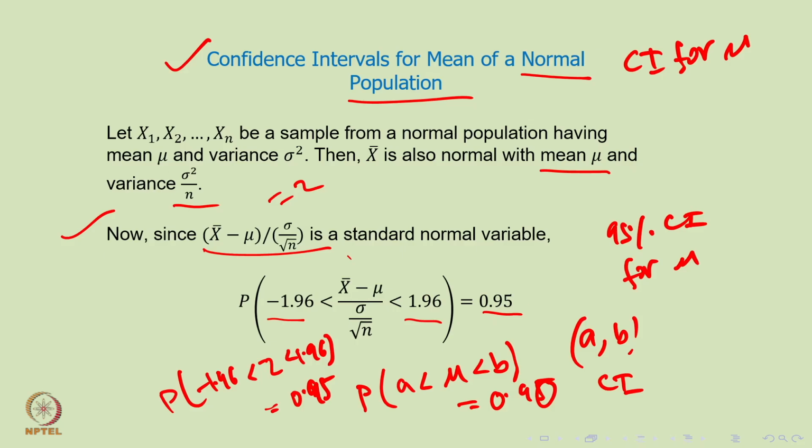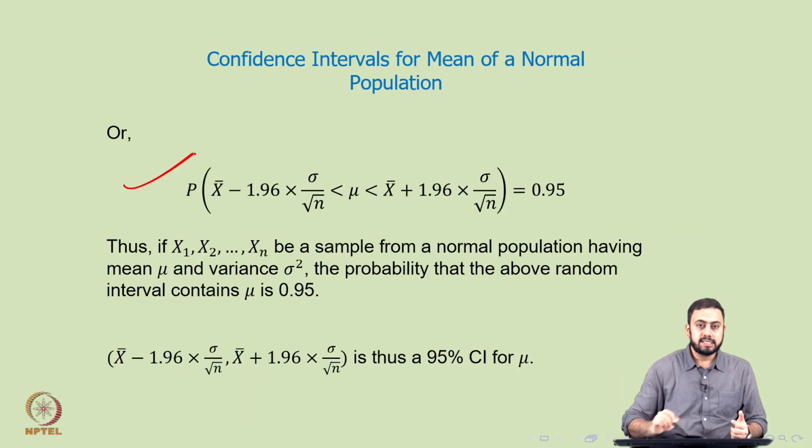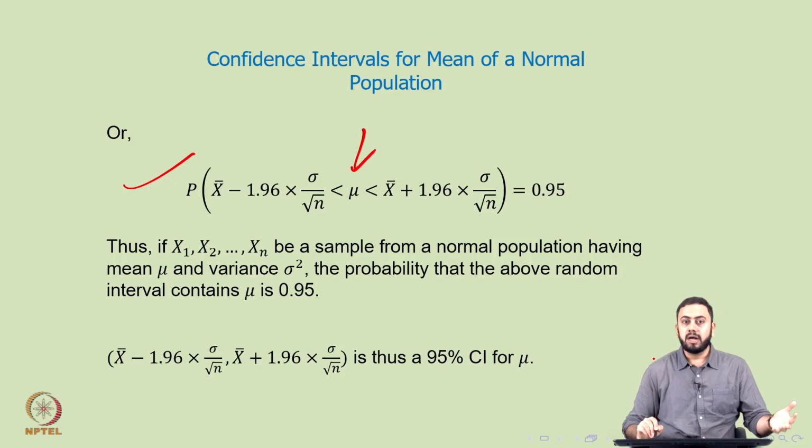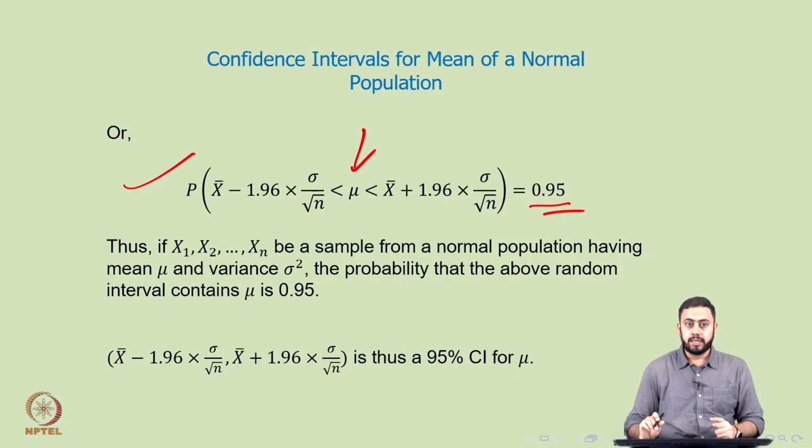Okay. So the first step would be, let's say, cross multiply by sigma by root n, then subtract x bar, then take a negative sign throughout, flip the signs, etc. This is exactly what we will do now. Or let's say this is the final step where you only see mu in the middle and nothing else. So x bar minus 1.96 into sigma by root n is less than mu, is less than x bar plus 1.96 into sigma by root n, and again the probability stays the same, which is 95%, and now the thing is done here.